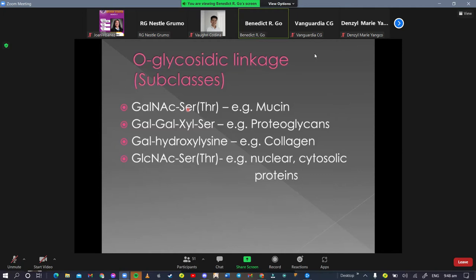Okay, so we'll start with your O-glycosidic linkage. They have different subclasses. You have your GalNAc and serine or threonine linkage, which is found in mucin. Your Gal-Gal-Xyl-serine, found in proteoglycans. Your Gal-hydroxylysine, of course, we'll discuss that when we discuss collagen later. And your GlcNAc, serine or threonine, found in nuclear or cytosolic proteins.